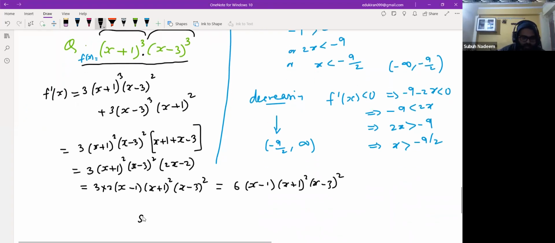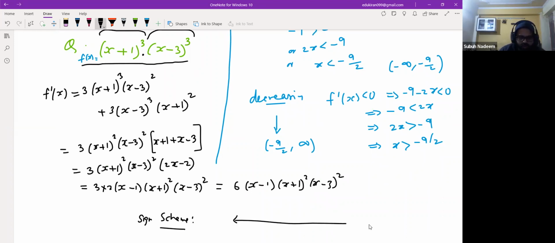So sign scheme would be, let us see where it is becoming 0. So it is becoming 0 at 1, at -1, and at 3 places. When x minus 3 will be 0, when x minus 1 will be 0, and when x plus 1 will be 0. Now, since the outside sign is positive, +6, it will be positive in the rightmost portion. Then for 3, the power of (x minus 3) whole square is 2, even. So it will remain positive. It will not change sign.